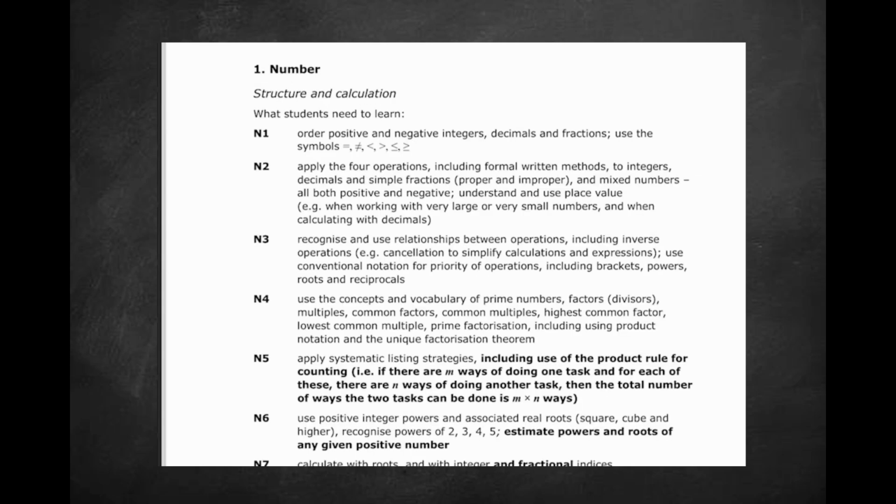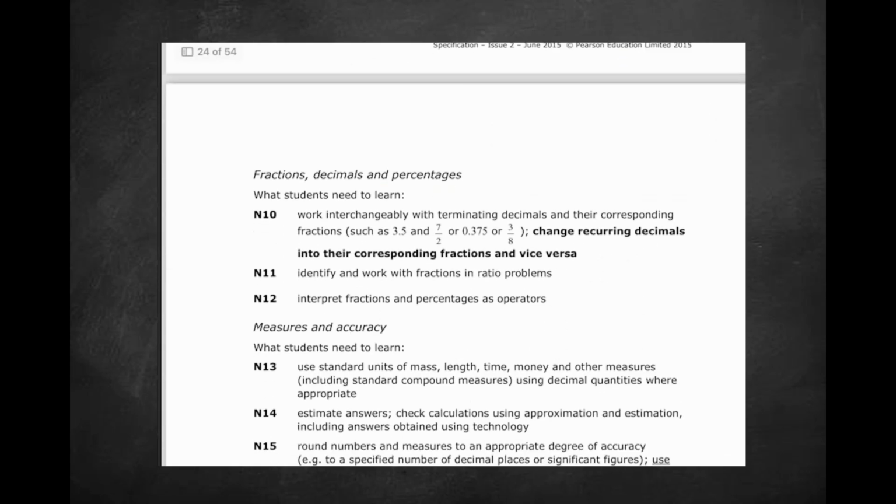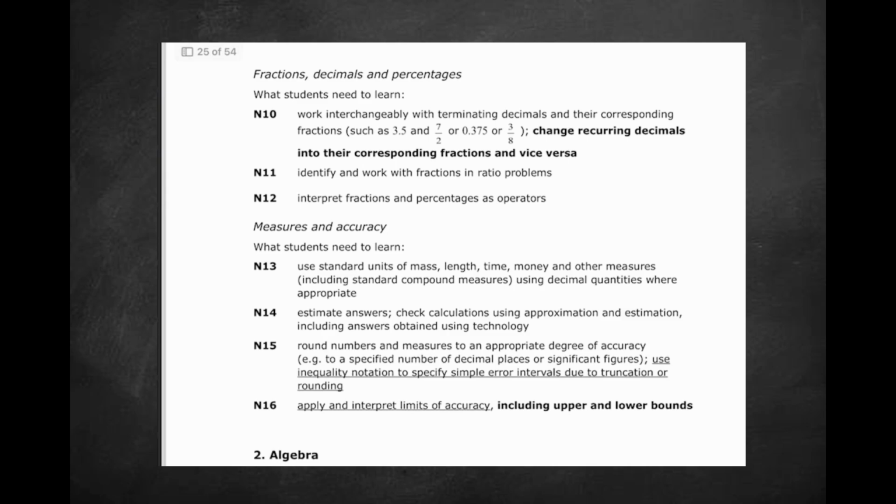So, Edexcel splits the number section into 3 different sections, which we will look at. Structure and calculation, which covers ordering numbers, operations, indices, surds, standard form, etc. Fractions, decimals, and percentages, which is self-explanatory, but it also covers ratios. And measures and accuracy, which covers standard units, estimation, rounding, and limits.